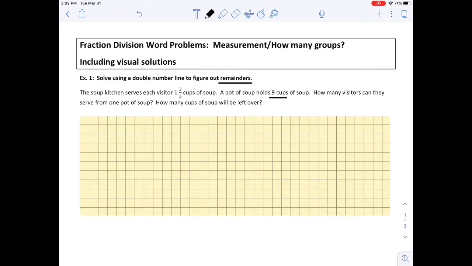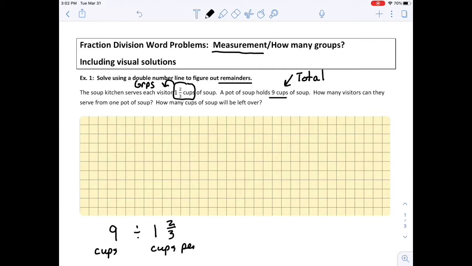In this case, we can see that 9 cups will be our total amount of soup, and we'll be measuring out batches of 1 2/3 cups of soup. Each of these servings will go to a single visitor. The visitors will be our groups. So we're asking how many groups or how many visitors can be served. Our division problem is 9 cups of soup divided by 1 2/3 cups per visitor.